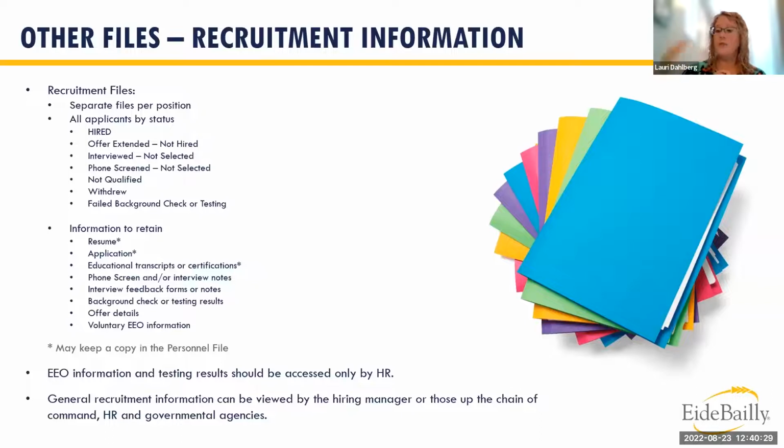If you have a process where you phone screen, then you might have several candidates in the phone screen process. So you'd have their resume, you may have their application, you would have their phone interview notes, and then you would put on there whether they were phone screen not selected. If they made it to an interview, then you would have their resume, their application, their phone screen notes, and their interview notes. And you would have on there that they interviewed, not selected, right? So you're keeping the candidate information together by person and then by status.